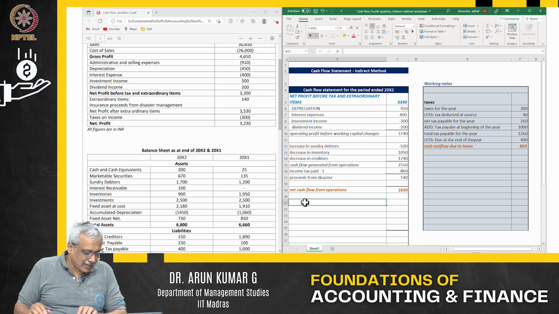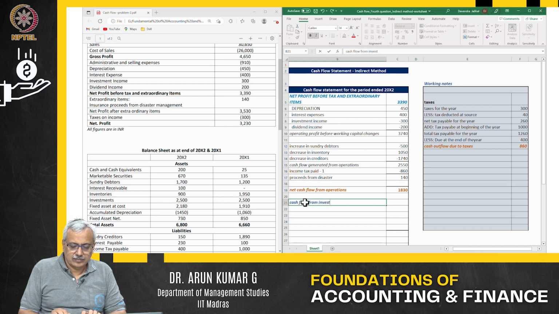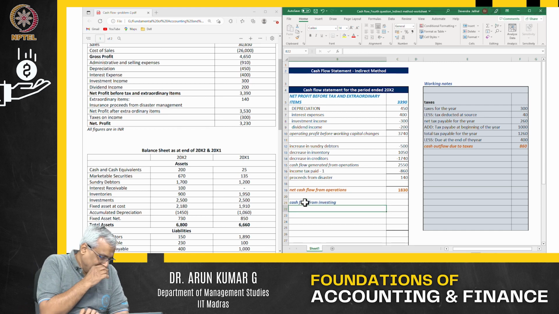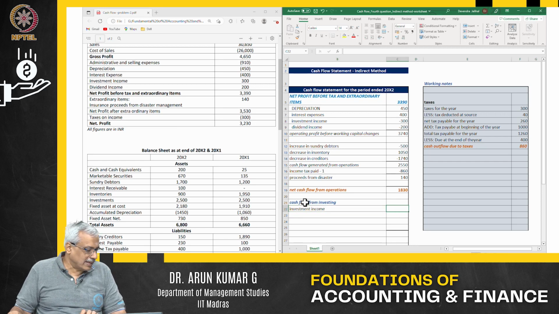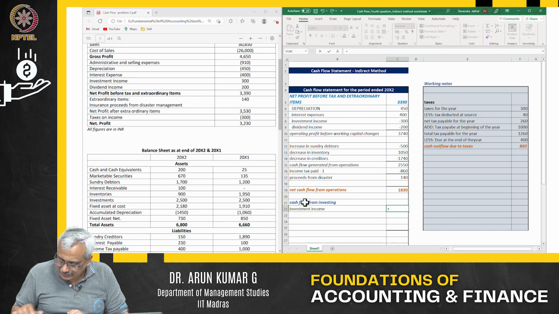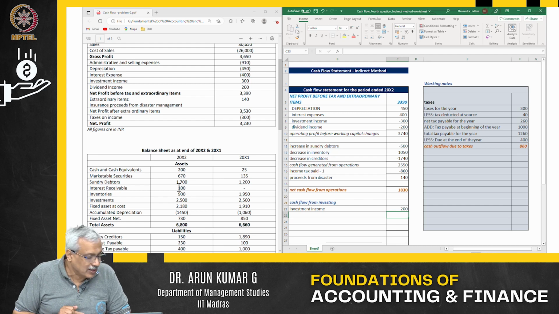Next, let us look at cash flow from investing activity. What is the investing activity? Investment income. What is the investment income out there? The investment income out there is $300. As you can see in that earlier thing, interest receivable, I am yet to receive 100. So, how much have I received? I have received only 200 out there.